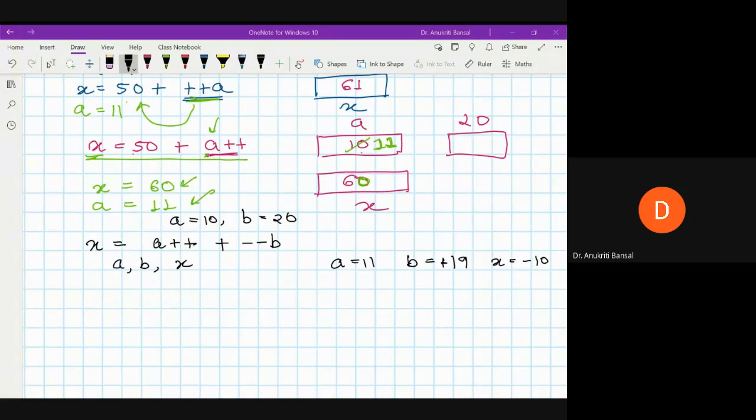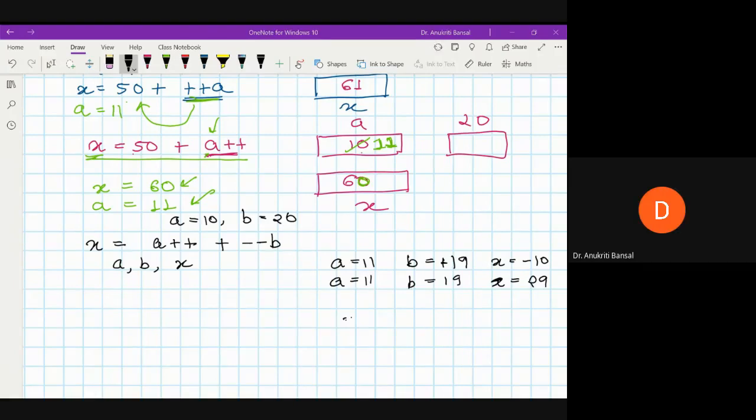Yash Pachauri. Yes, ma'am. So Yash, have you missed some classes earlier? No, ma'am. Okay. So what is the output according to you? X is 29, A is 11, and B is 19. X is 29, B is 19, and A is 11. Okay.